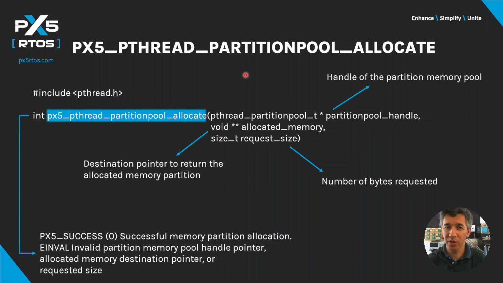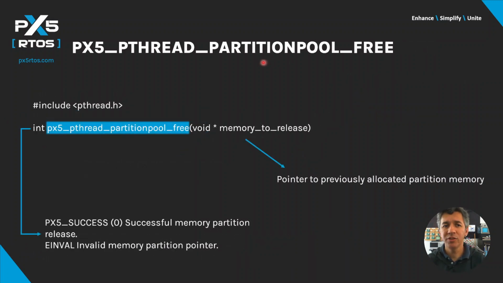Once the partition has been created, we can allocate. We do that by calling the partition pool allocate API, passing the handle of this partition pool, then the destination pointer to return the allocated memory partition, and then the number of bytes requested. Even though this is fixed size, we require this information for precaution. And of course, it must be less than the partition size of the specified partition pool. And then we can check the return for errors.